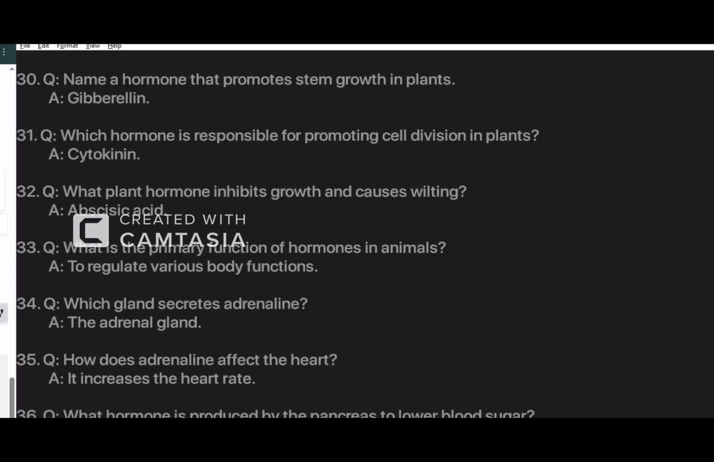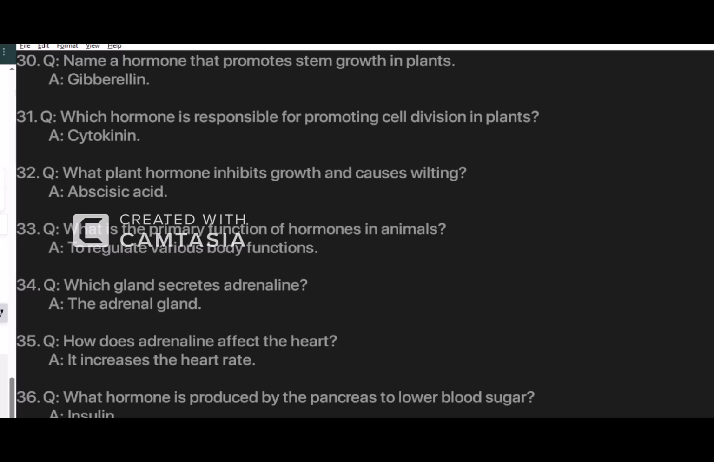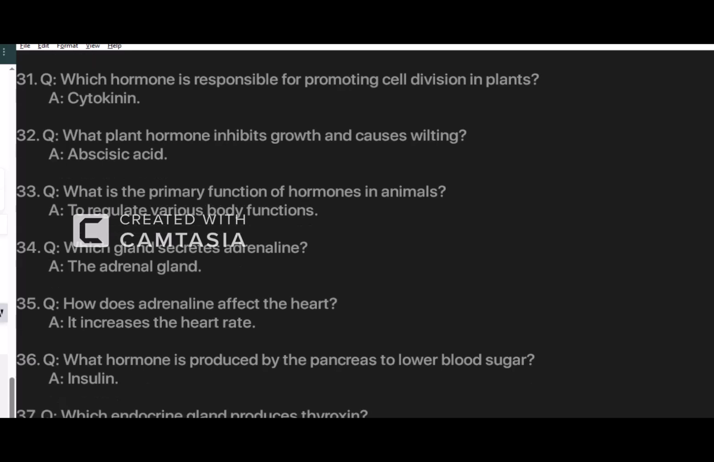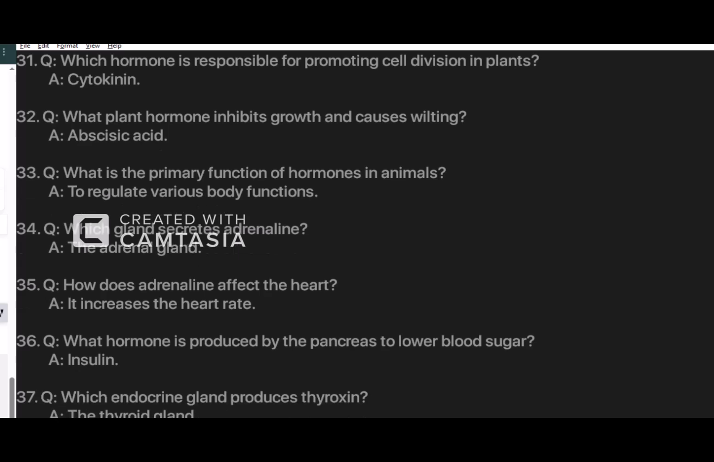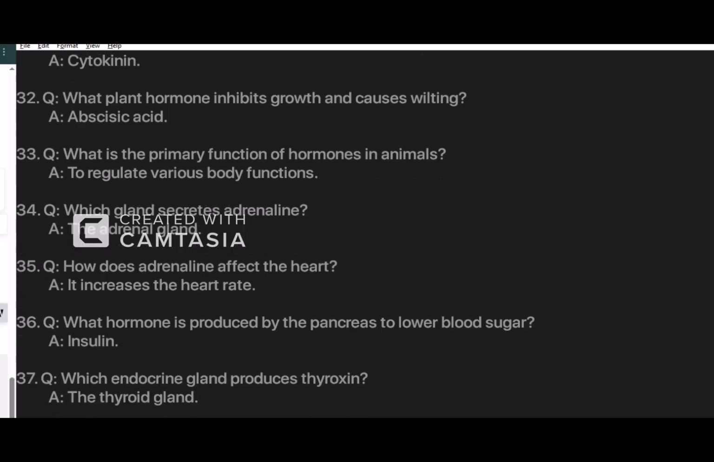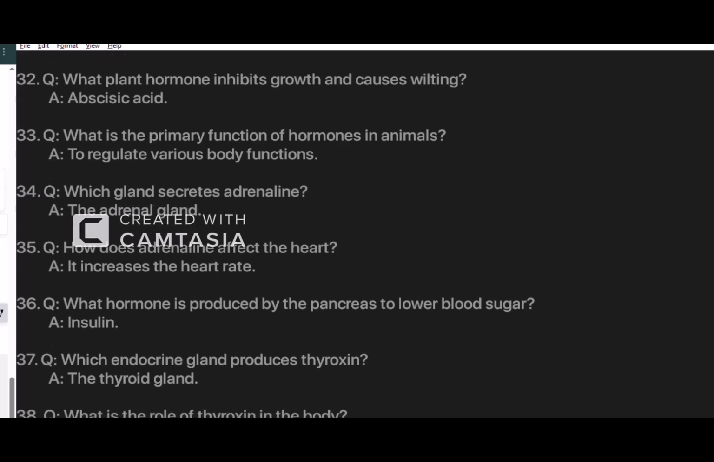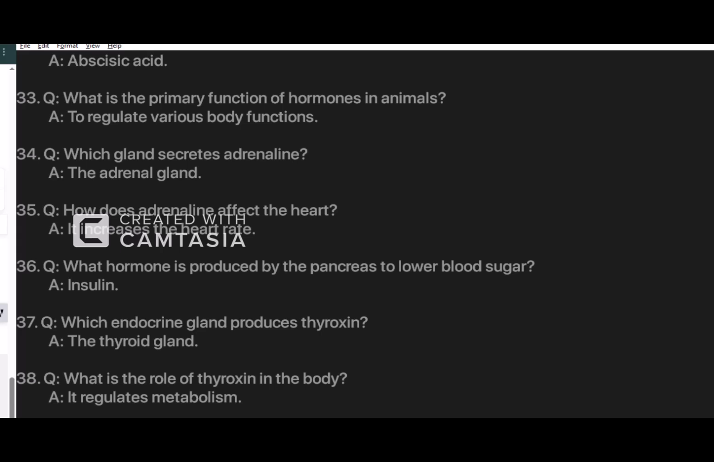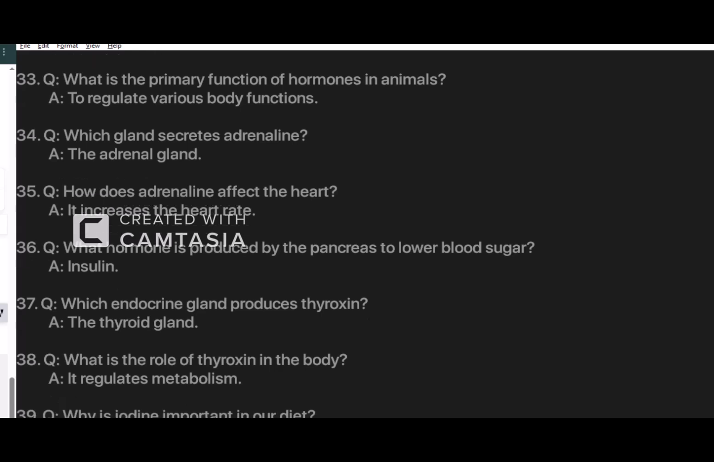36. Q. What hormone is produced by the pancreas to lower blood sugar? A. Insulin. 37. Q. Which endocrine gland produces thyroxine? A. The thyroid gland. 38. Q. What is the role of thyroxine in the body? A. It regulates metabolism. 39. Q. Why is iodine important in our diet? A. It is needed for the synthesis of thyroid hormones.